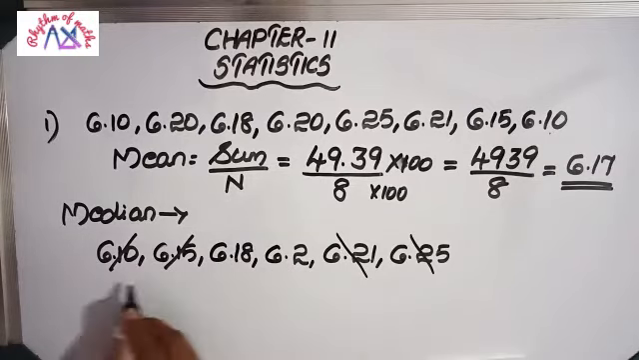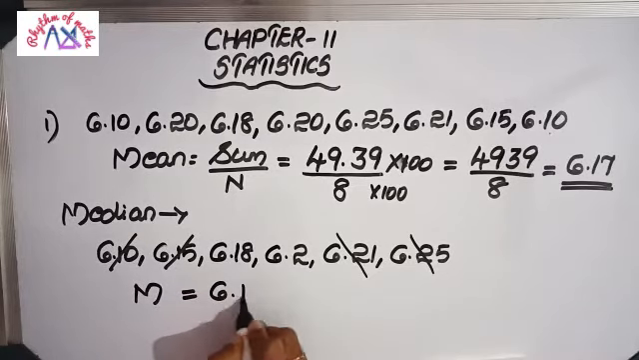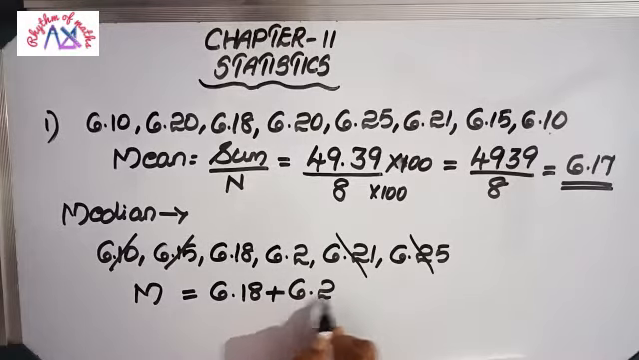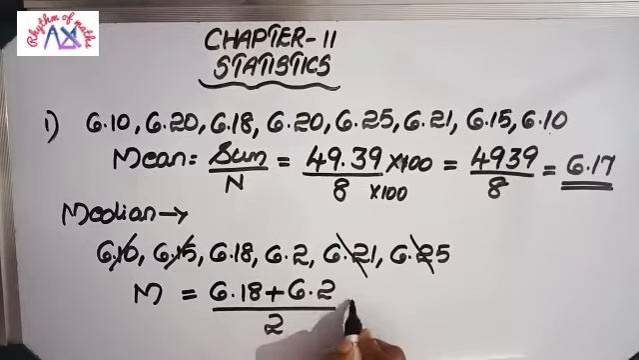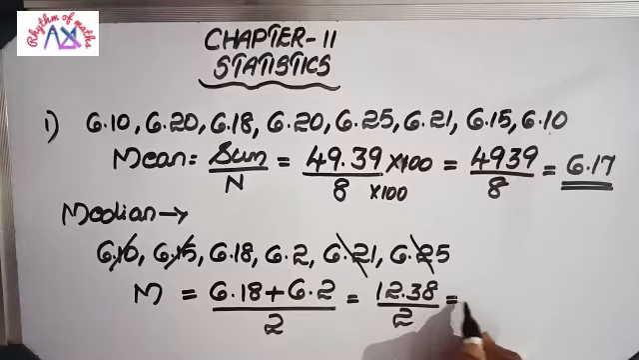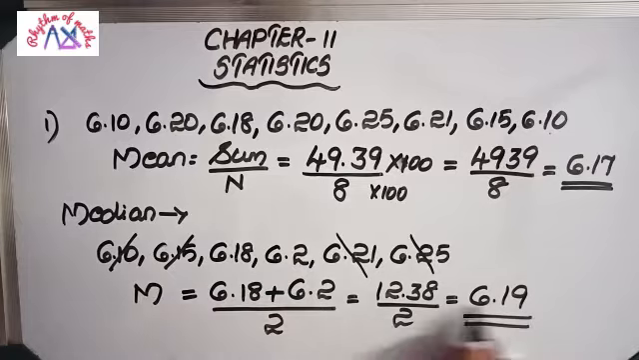2 numbers remain. That means the median equals the sum of these two, that is 6.18 plus 6.2 whole divided by 2. When you add this you will get 12.38. 12.38 by 2, so the final answer is 6.19. That means the median is 6.19.